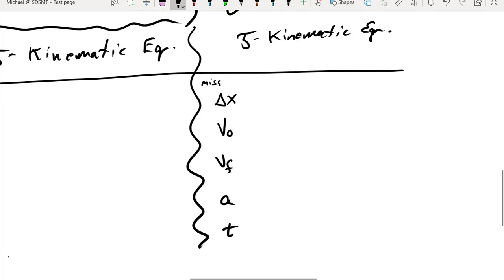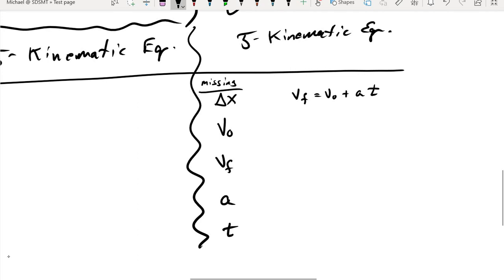And this is what I like to call the missing column when I teach kinematics. Because for every kinematic equation, there are 5 variables, as we can see, but each equation only includes 4 of those. And each of the 5 equations is missing one of the 5 kinematic variables. And so what we have for the kinematic equations, this was one of them. And what is it missing? Well, it's missing displacement. It's missing delta x.